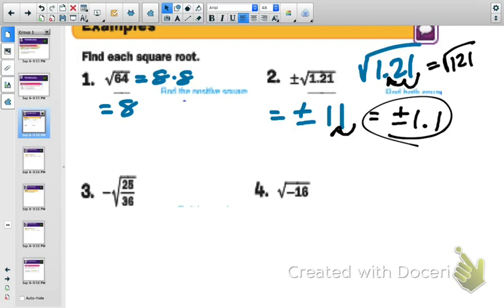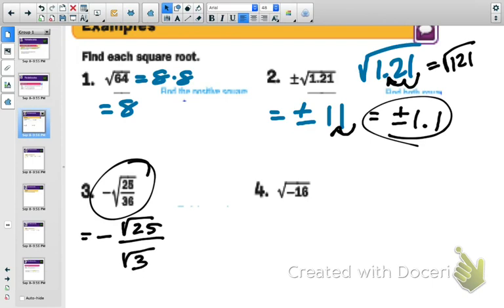When you're square rooting fractions like this, notice I kept my plus or minus sign right here. When I'm square rooting this fraction, I'm going to keep the negative, because it's out in front. And then I'm just going to square root 25 and square root 36. You can split square roots to the top and the bottom of fractions. So that comes out to be negative 5, because 5 times 5 is 25, over 6, because 6 times 6 is 36.